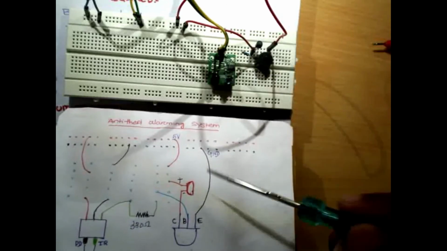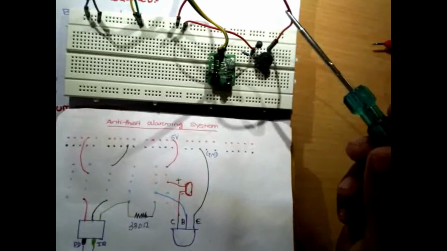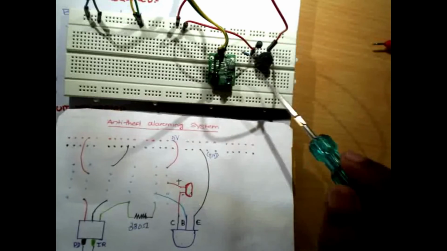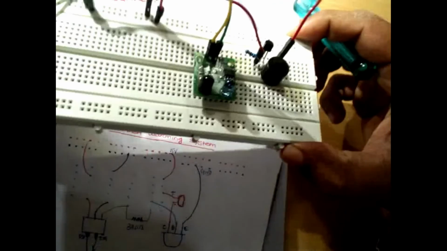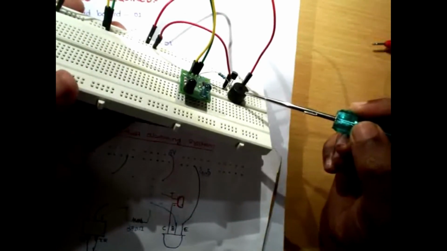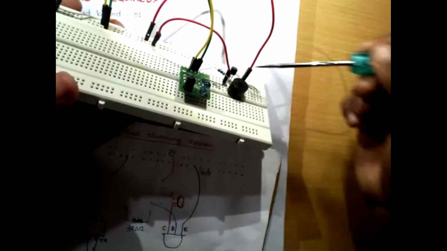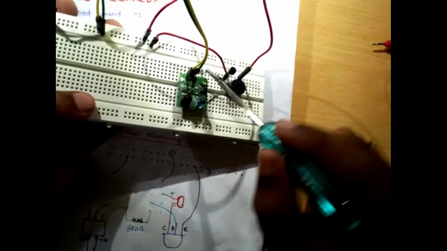This red color I'm using, this one. And this is 5 volt. This red color, the longer one, is the 5 volt, and this is connected to the positive pin. You can see this is the positive side. Let me show you. You can see some positive symbol. This is connected to the positive one. Now this side is connected to the collector, this pin, and the base is connected to the output. This is output.